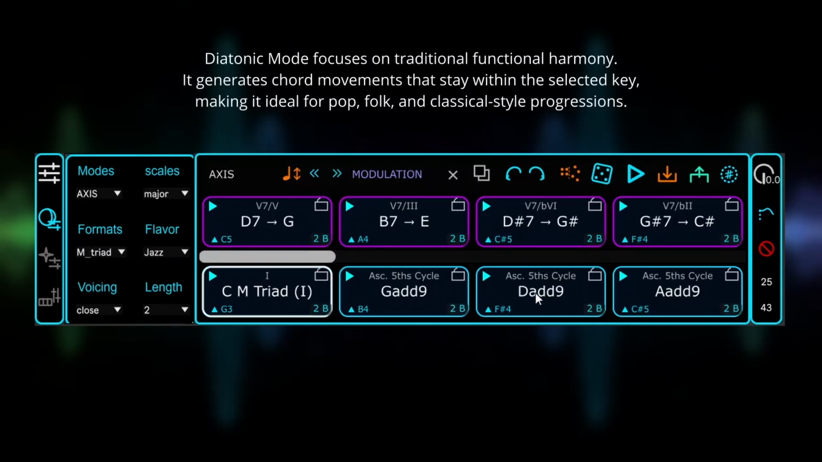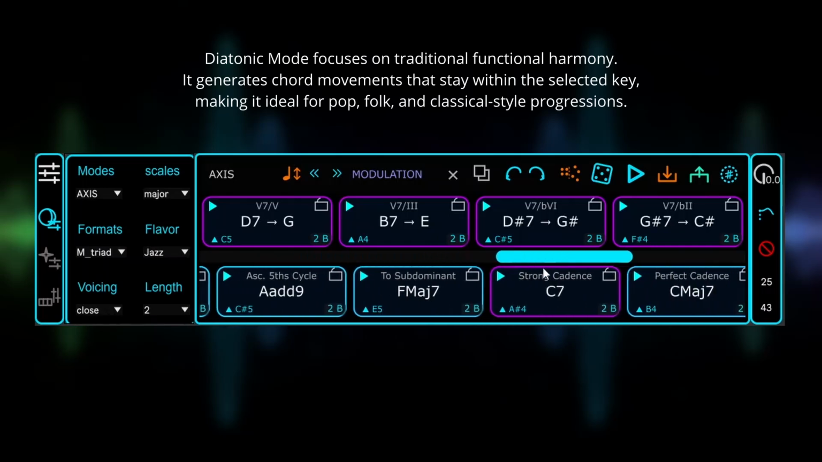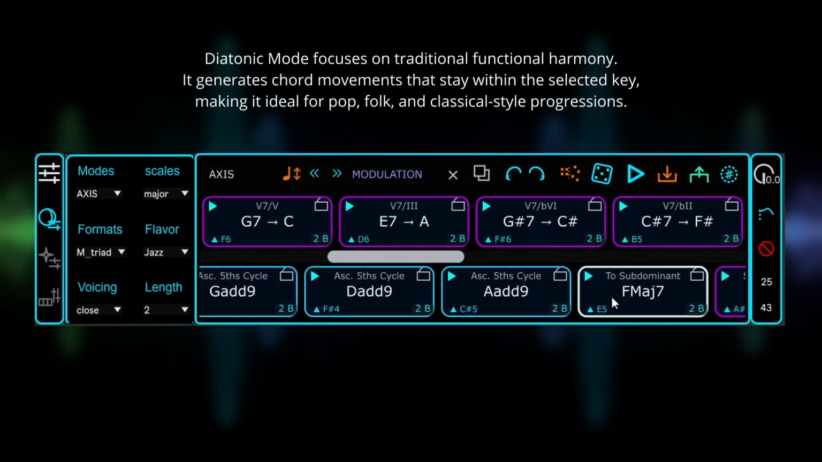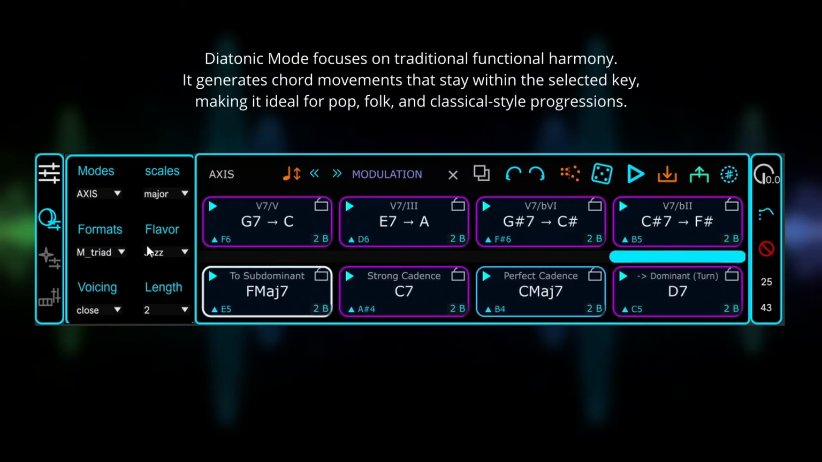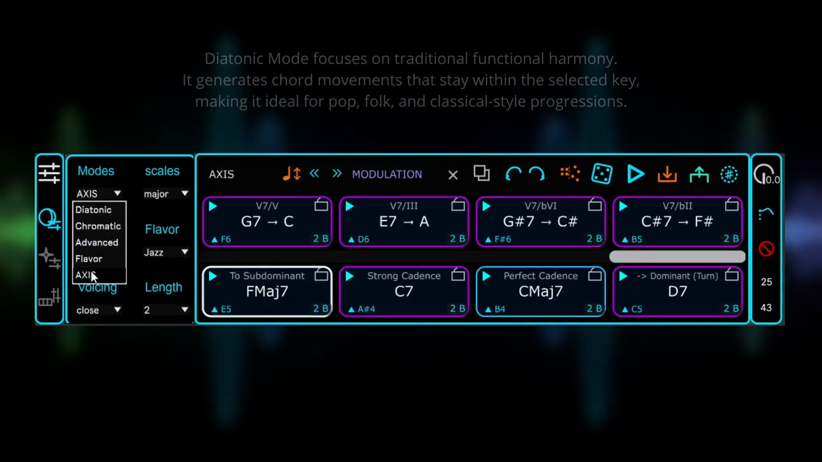Diatonic mode focuses on traditional functional harmony. It generates chord movements that stay within the selected key, making it ideal for pop, folk, and classical style progressions.